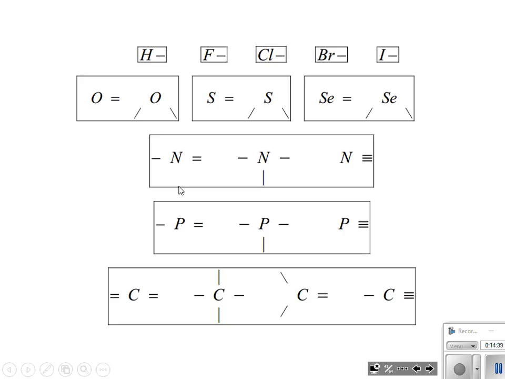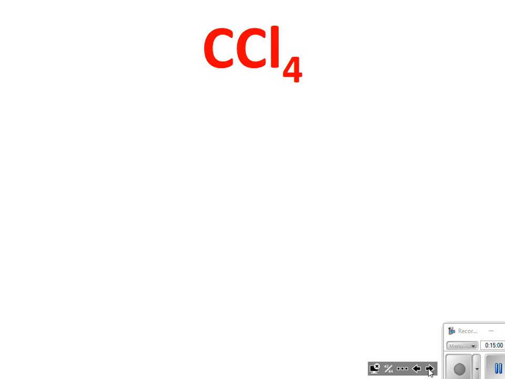All right? Look at nitrogen here. It can make double bonds, it can make single bonds, it can make triple bonds. Same with phosphorus. Carbon is probably the one that is the jack of all trades because it has a bunch of different bonding options. So let's go ahead and just check out something. Here's my compound, carbon tetrachloride. Okay, carbon tetrachloride. I haven't done it yet. Maybe we should do it, but let's look.